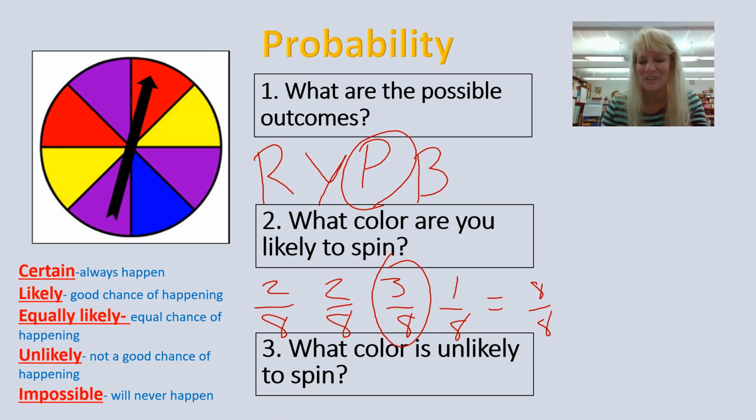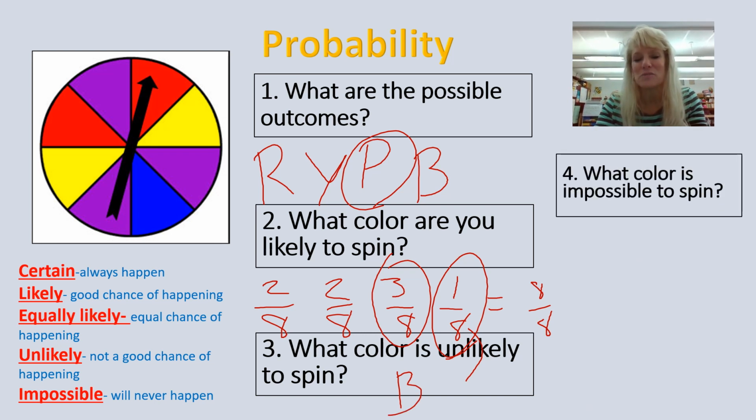All right, so what color is unlikely to spin? We could pick red, yellow, or blue as unlikely, but the one we'd probably focus on the most would be the blue, because you have the smallest chance of getting blue. So that would be blue down here.